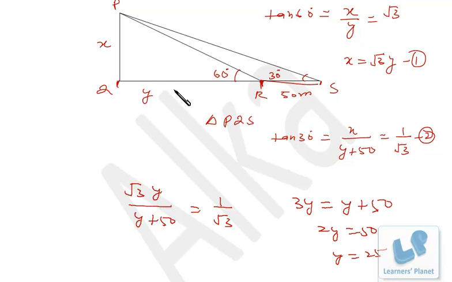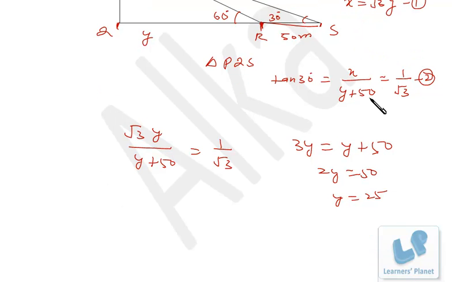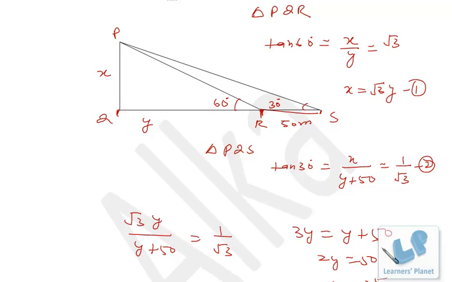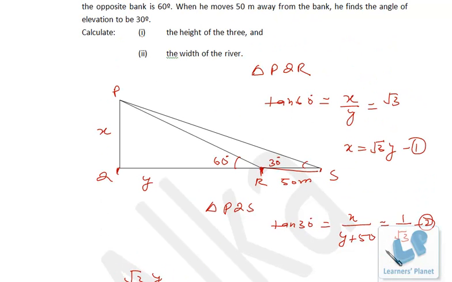That means the width of the river is 25 meters, and x is equal to what? That is the height of the tree. x is equal to root 3 y, that is root 3 into 25, or we can say 25 root 3 meters. That is the height of the tree. Okay, so it's very simple.